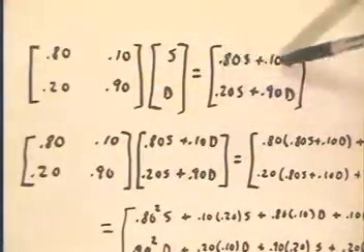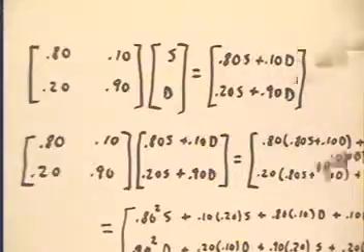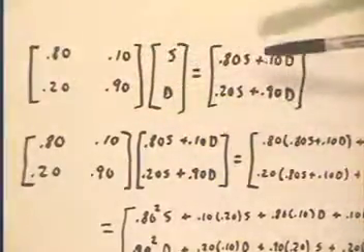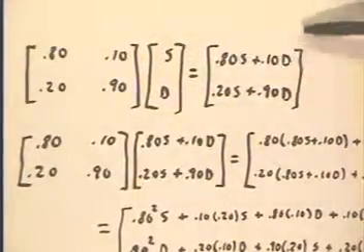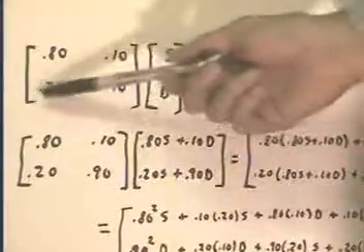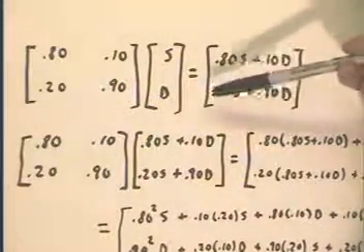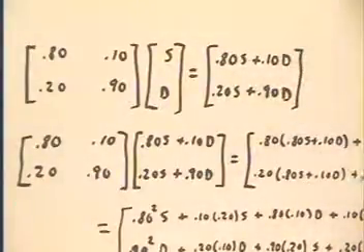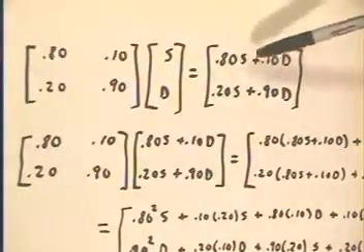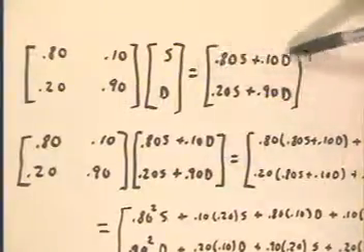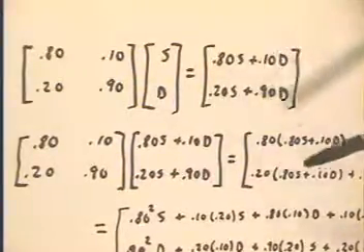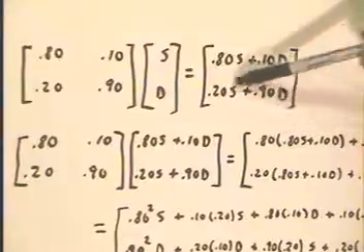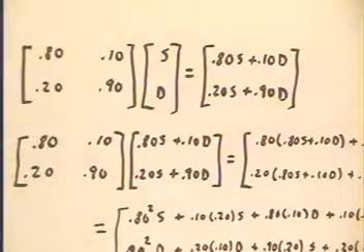Since the 0.80s plus the 0.10d came from the first row, we're going to put it in the first row of this matrix. Since the 0.20s plus 0.90d came from the second row, we'll put it in the second row here. So actually this is a column with just two numbers in it. The first row just consists of the number you get when you add these quantities, the second of the number you get when you add these quantities.